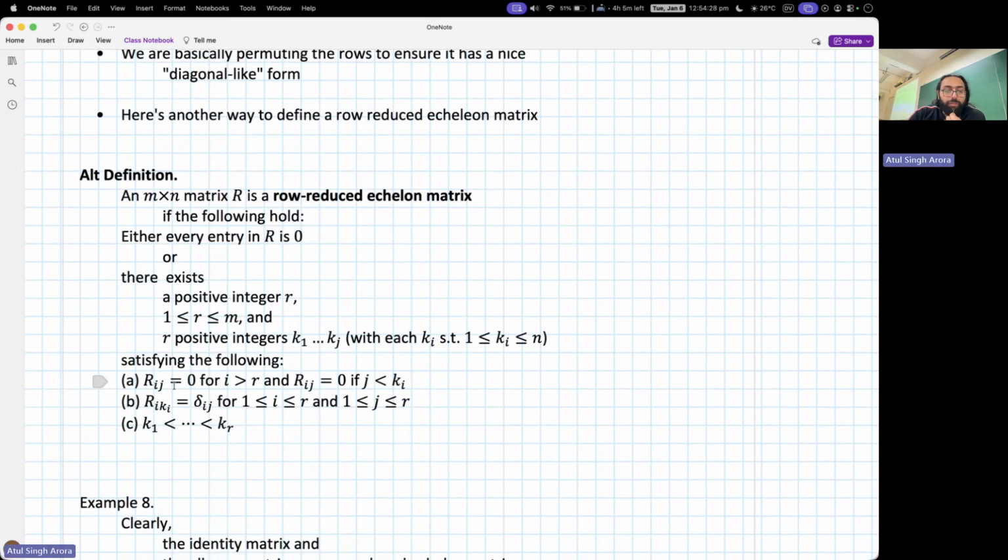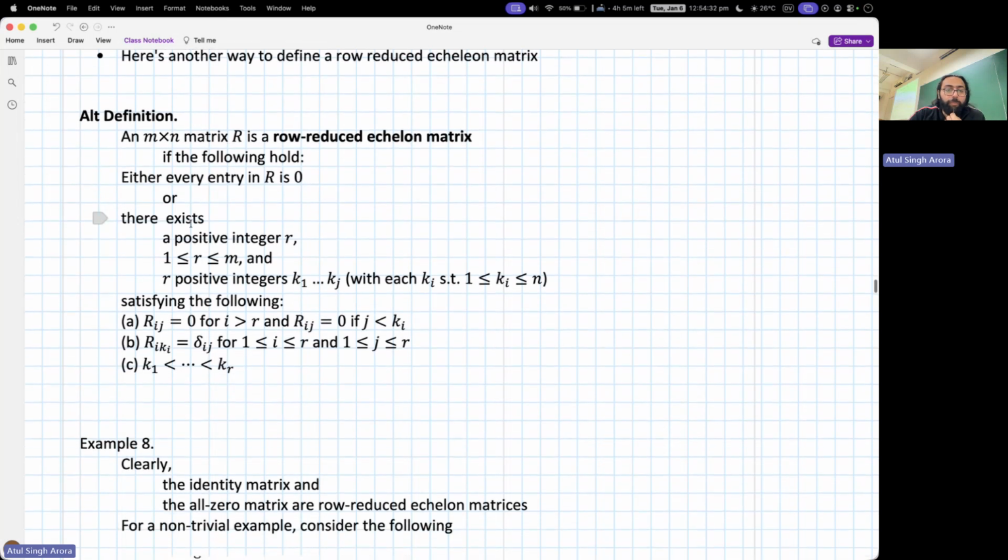So here's another way of defining a row reduced matrix. This is easier to understand, right? It's saying that beyond a point, the matrix is going to be 0. At the beginning, it's going to be like identity.